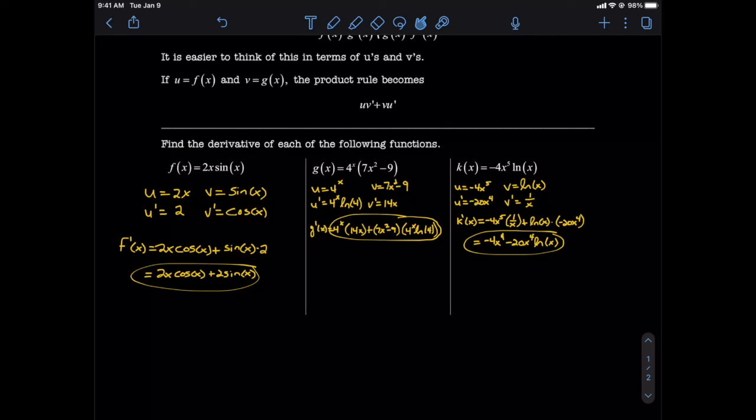Remember, if you can slap a multiplication sign in between any two terms in your function, you are going to need the product rule in order to find its derivative.